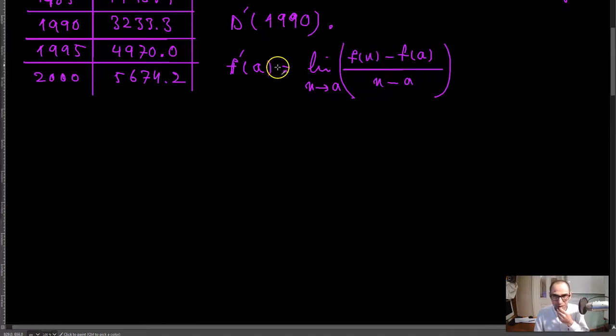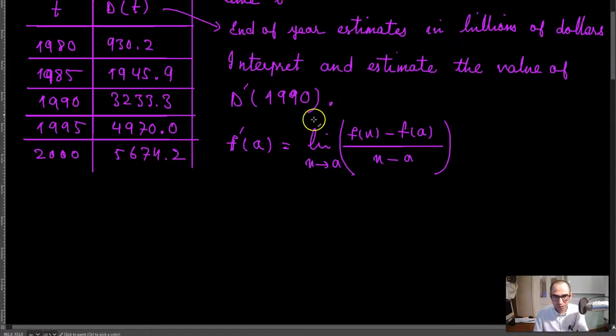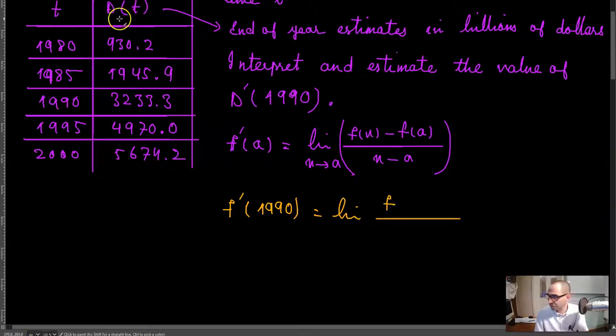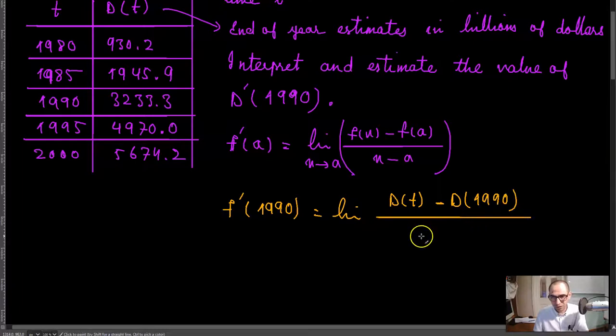which means that for this particular case you could write, for example, f prime of 1990 would be the same thing as the limit of f of x, or in this case you have to write D of t minus f of a, which would be D of 1990, over t minus 1990 as t approaches 1990, right? Something like that.